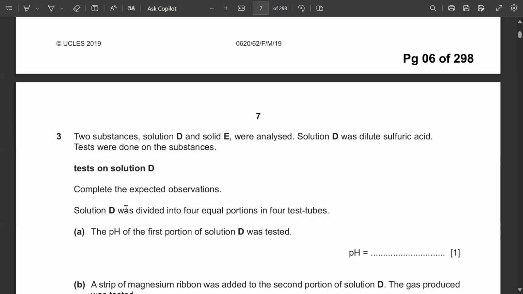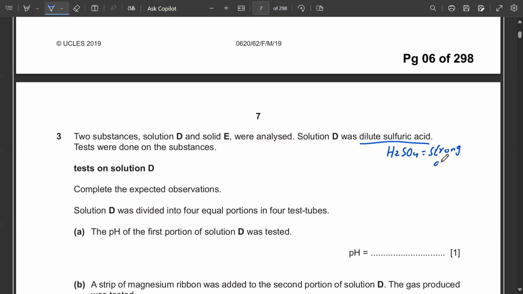Solution D was divided into 4 equal portions in 4 test tubes. Part A. The pH of the first portion of solution D was tested. So you have to tell what is the pH of the first portion of solution D, and solution D, as we know, is a dilute sulfuric acid. So sulfuric acid is basically a strong acid. It is considered to be a strong acid.